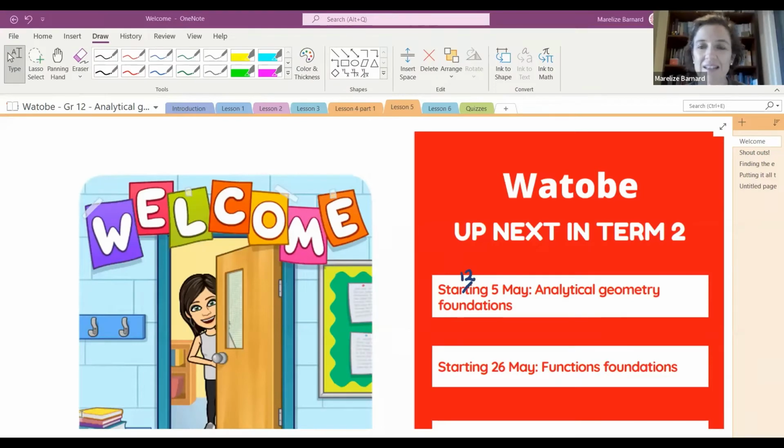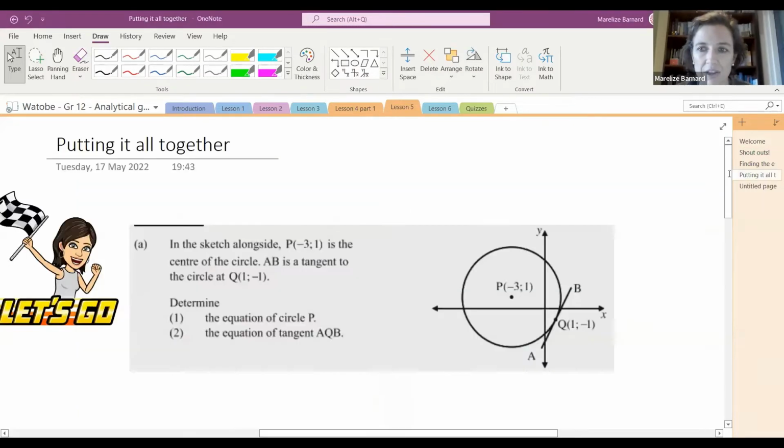All of that said, let's get going on these exam type questions when it comes to analytical geometry. Okay, we're going to start slow. We're just going to find our feet, and then we'll pick up the pace as we go.